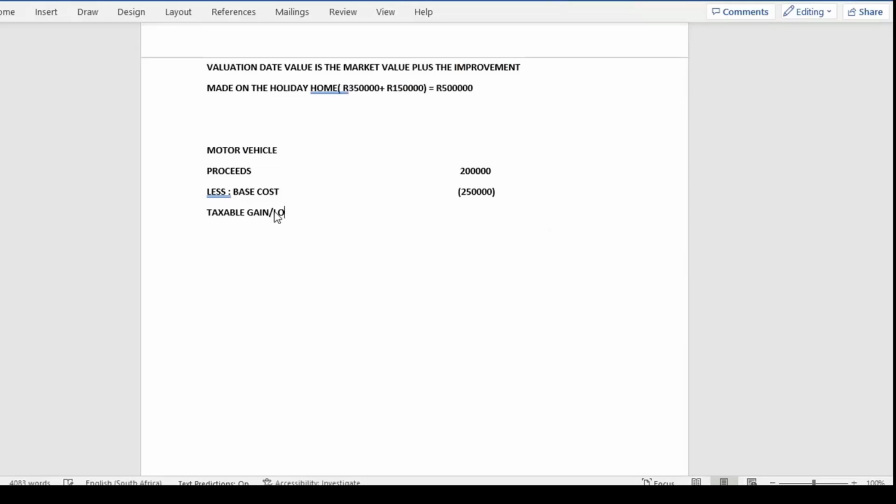Right, so we've got a loss here. We don't have a gain. So the capital loss is 50,000 rand. The question is, do you include the 40% if it's a loss? No. Capital gains are taxed at the inclusion rate of 40%, not on a capital loss.